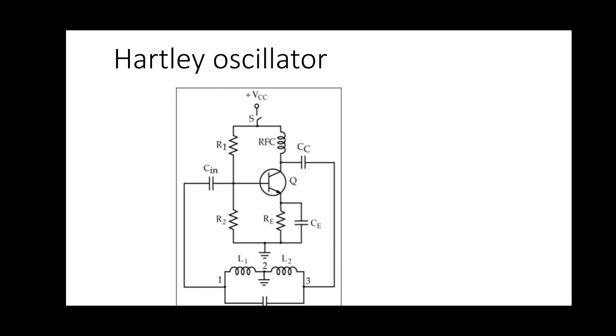The Hartley oscillator is widely used as a local oscillator in radio receivers. The Hartley oscillator circuit is similar to the Colpitts, except the feedback network consists of two inductors L1, L2 and a capacitor. Instead of two capacitors, one inductor is connected.